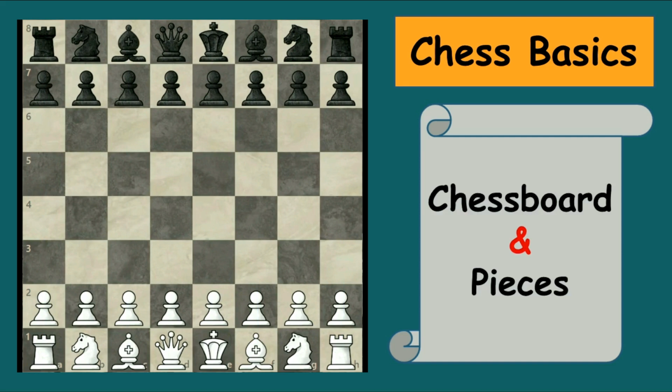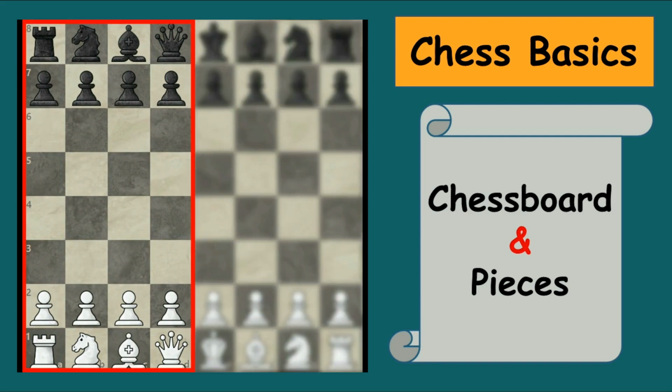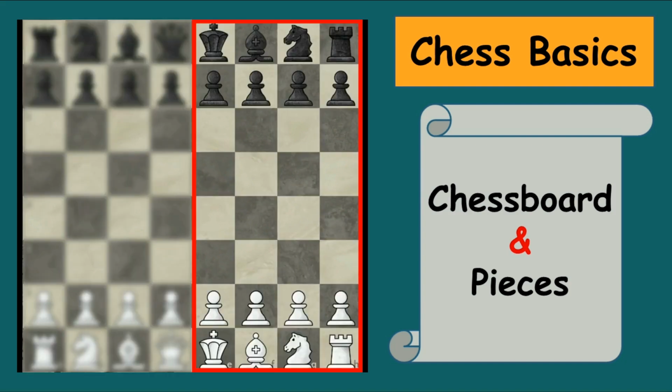And finally, friends, one thing is left. If you bisect the board into 2 equal parts through the file, then the side with the queen and other pieces is called the queen side, and the other with the king and pieces is called the king side.